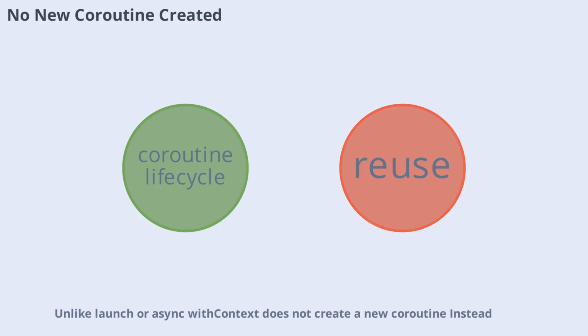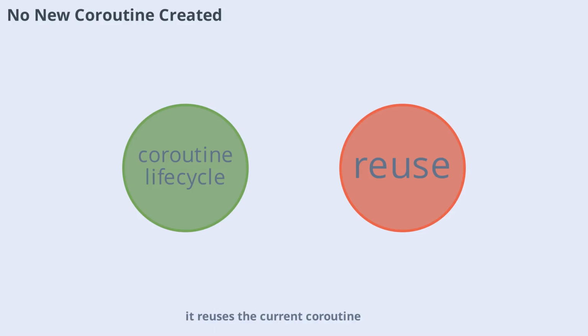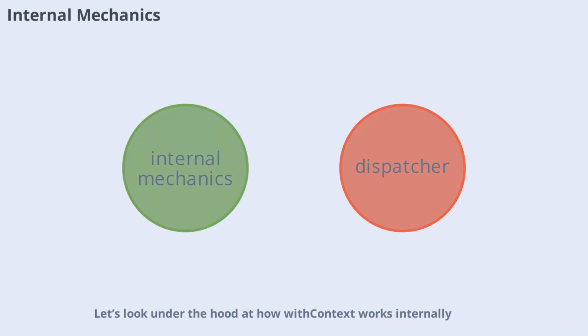Unlike launch or async, withContext does not create a new coroutine. Instead, it reuses the current coroutine, simply altering the execution context for the block of code. This keeps the overhead low and avoids the complexity of managing multiple coroutine lifecycles. It's a straightforward way to handle context-specific tasks, such as switching to Dispatchers.Default for CPU-intensive work, without launching additional coroutines. Let's look under the hood at how withContext works internally.